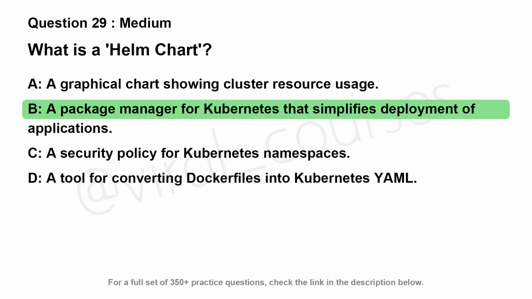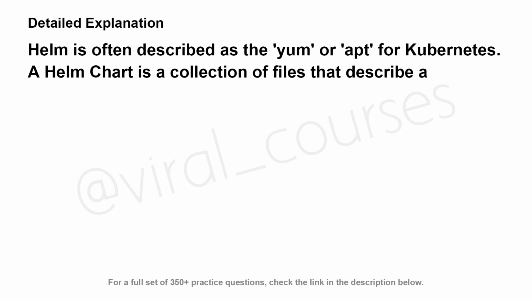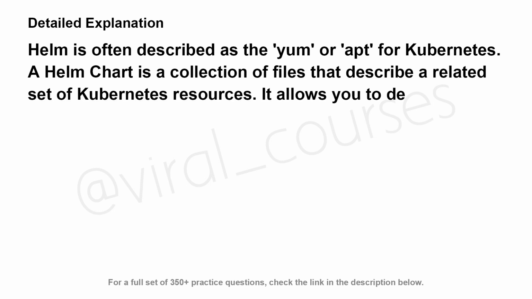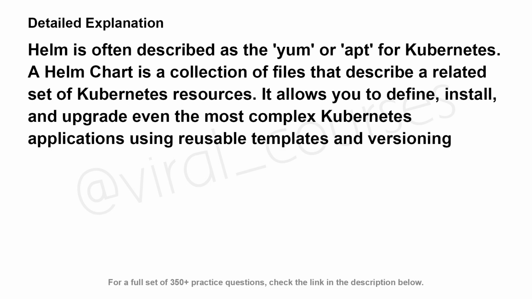The correct answer is B. Helm is often described as the yum or apt for Kubernetes. A Helm chart is a collection of files that describe a related set of Kubernetes resources. It allows you to define, install, and upgrade even the most complex Kubernetes applications using reusable templates and versioning.